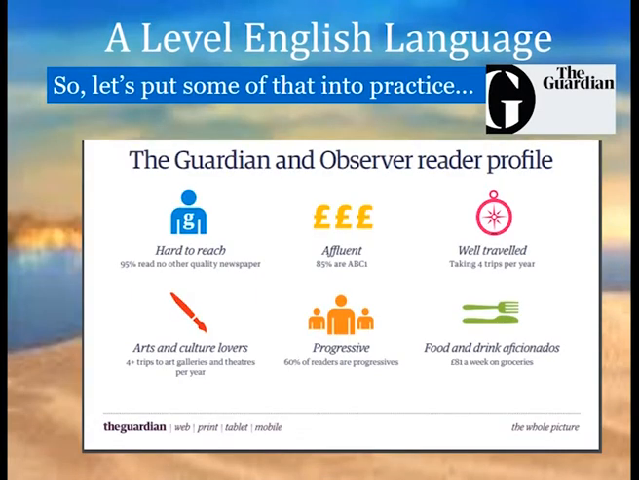In summary, this image suggests that readers of The Guardian are affluent, they are well travelled, they enjoy galleries and theatres, making an average of 4 trips to cultural places a year. They enjoy good food and they are generally progressive in their views.